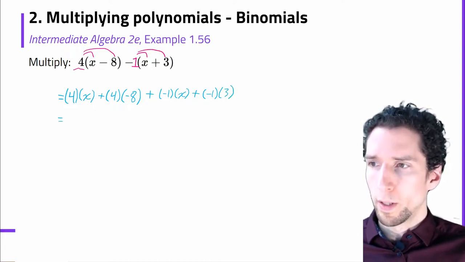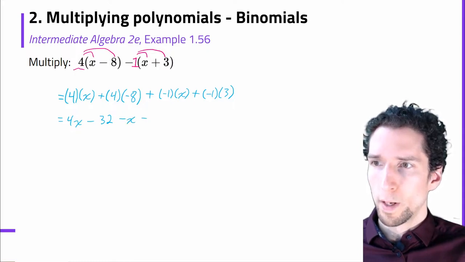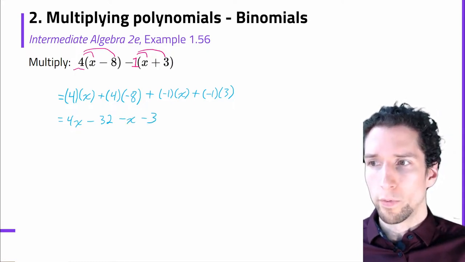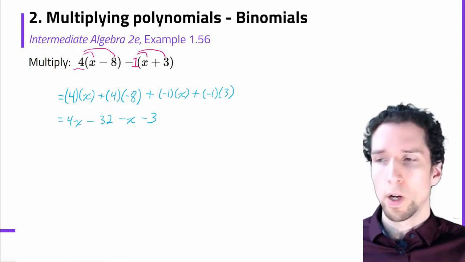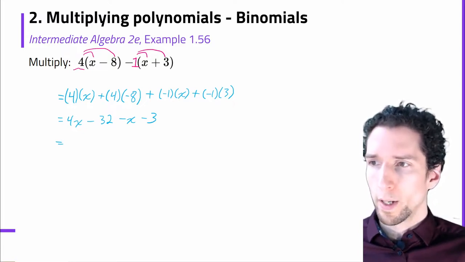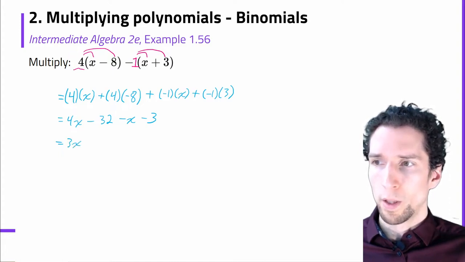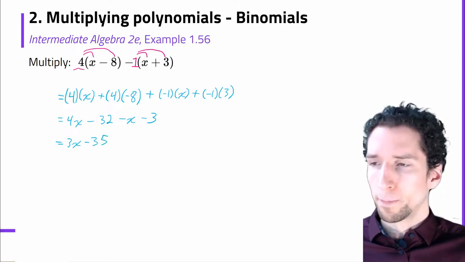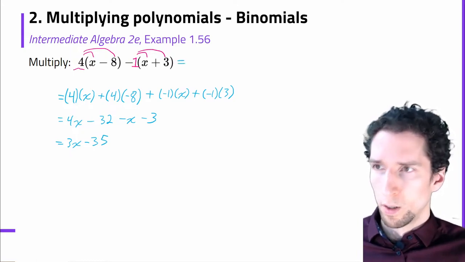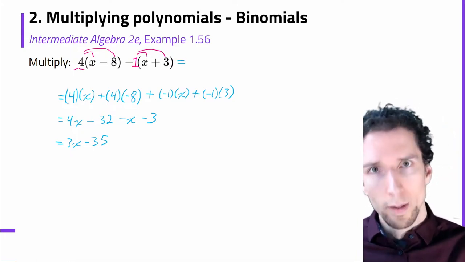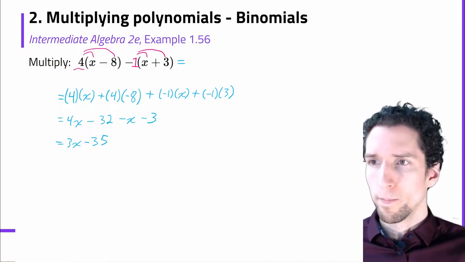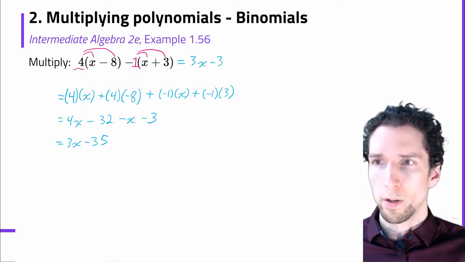Then we just multiply all these together: 4x minus 32 minus x minus 3. And then we have 2 x terms, 2 constant terms. We can simplify that. 4x minus x is 3x, and -32 minus 3 will be minus 35 here. So our expanded and then simplified version of this whole thing is 3x minus 35.